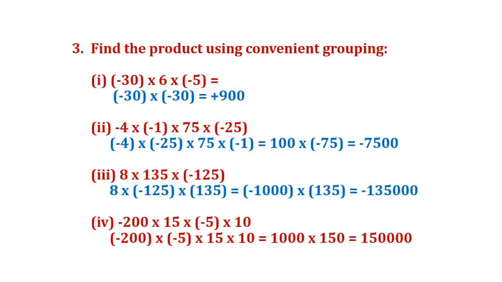So next, going to the third problem. Find the product of given numbers using convenient grouping. Using convenient grouping means here you may use the properties or any multiplicative properties you can use. So the first problem is minus 30 into 6 into minus 5.